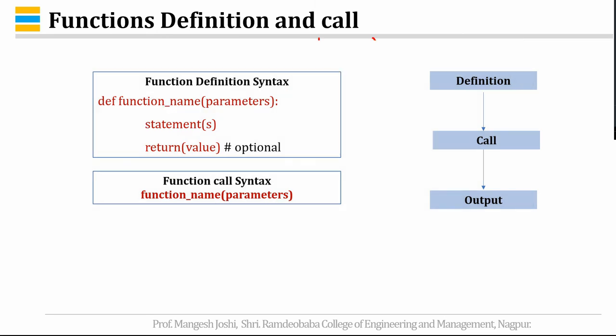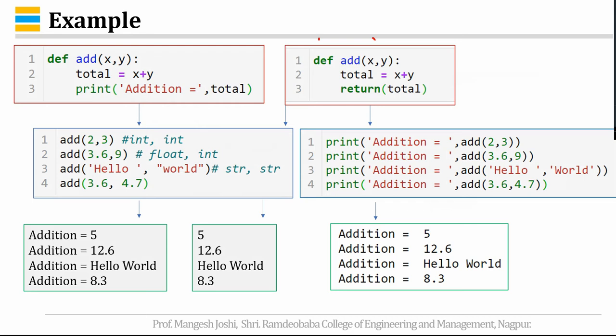So this is the basics of function definition and its calling. Let us see an example. In the first case, you have defined the add function with two parameters or arguments and then a colon. This is the syntax to define a function. Then you have taken one variable, total equal to x plus y, so you are taking the total of two variables. Then you are printing addition is equal to total. This is the function body.